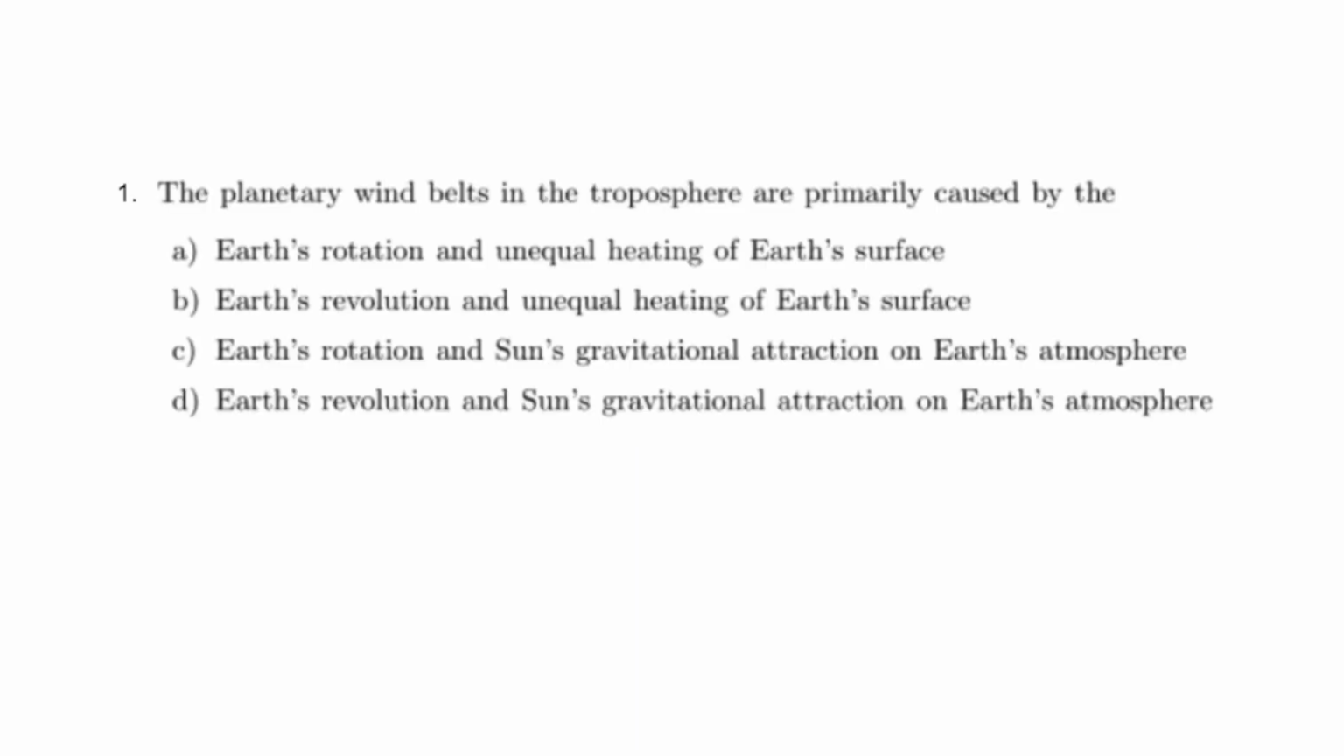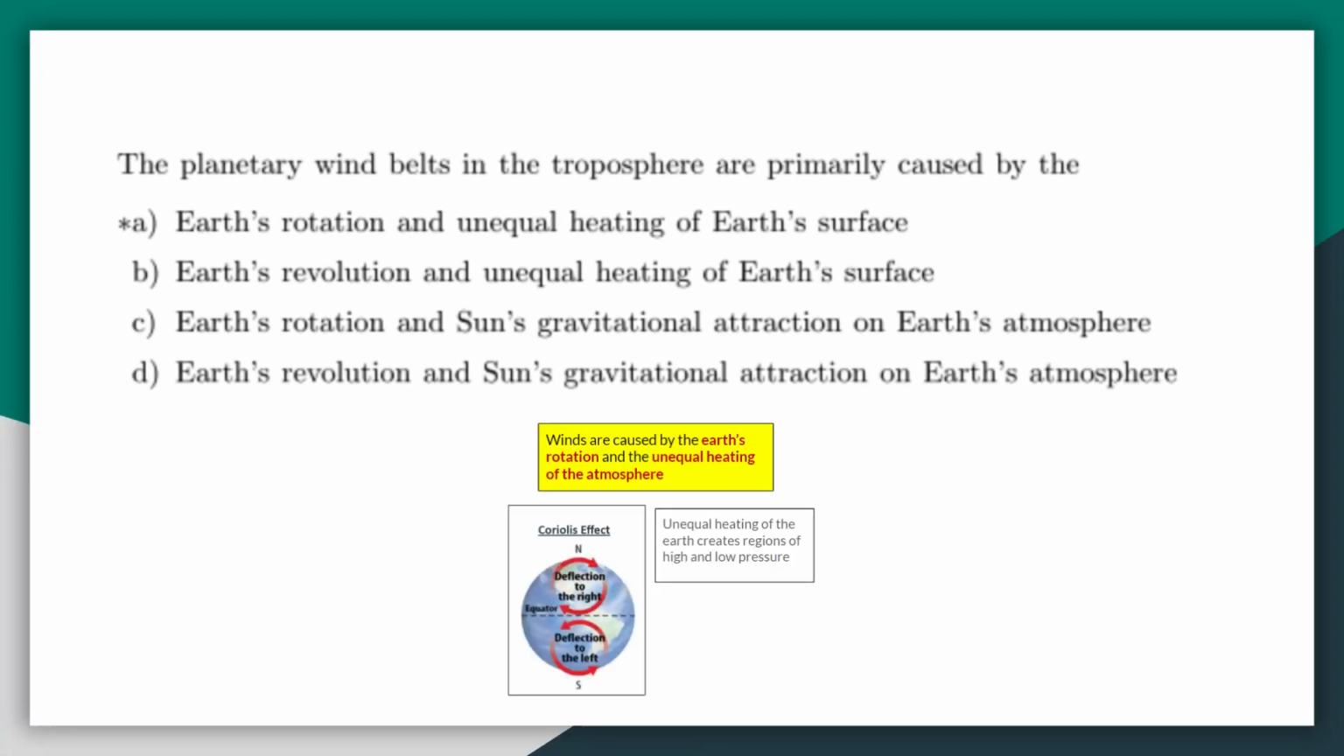So go ahead and pause this video. Try number one. The planetary wind belts in the troposphere are primarily caused by what? The correct answer is A. The planetary wind belts in the troposphere are primarily caused by the Earth's rotation and the unequal heating of the Earth's surface.